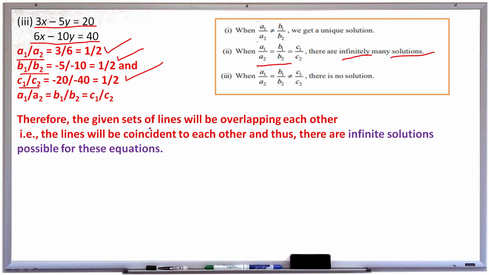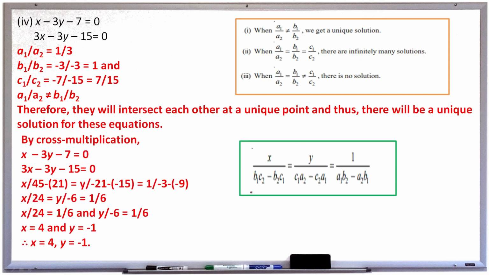So therefore the given set of lines are overlapping each other, that is, the lines will be coincident to each other, and thus there are infinite solutions possible for this linear equation. This equation has infinitely many solutions. If you draw on the graph, you will get infinitely many solutions. The two lines will coincide with each other.